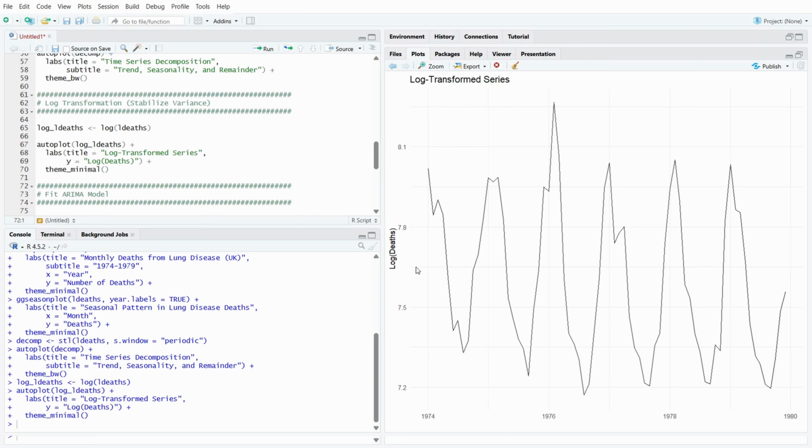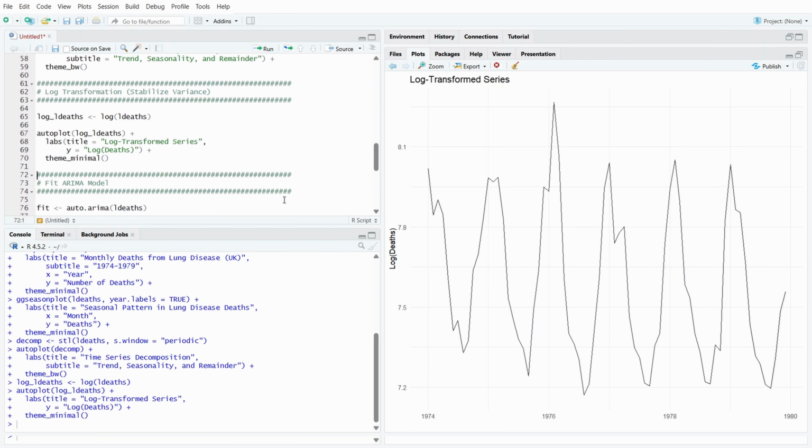Take a look at the y-axis now. We are no longer looking at raw death counts, but the log of those deaths. By squashing the scale, we've effectively stabilized the variance. Notice how the peaks and valleys now look more uniform in height compared to the original series. In public health modeling, this is a crucial step. It ensures that our mathematical model isn't overly influenced by the massive spikes of a bad winter while ignoring the subtle patterns in the quieter months. We've leveled the playing field, creating a much cleaner signal for our ARIMA model to analyze.